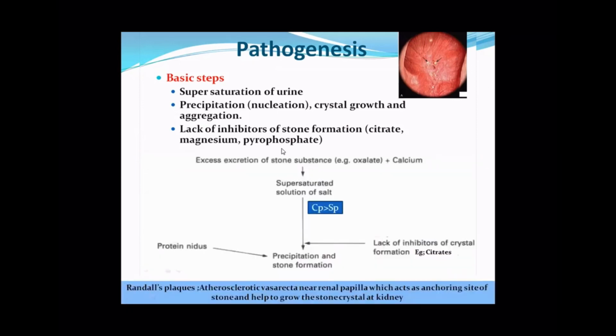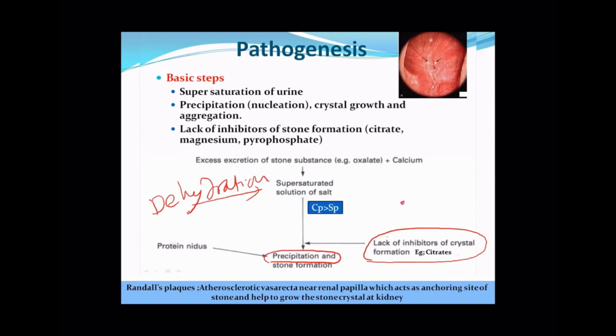See over here, the excess of stone-forming substances like calcium and oxalate. Whenever there's an excess of these things, it leads to supersaturation of the liquid. And whenever there's supersaturation of liquid, added by the lack of inhibitors, or sometimes dehydration, these all lead to formation of the crystal. Once there's supersaturated urine, it starts to crystallize. It starts to form the stone.